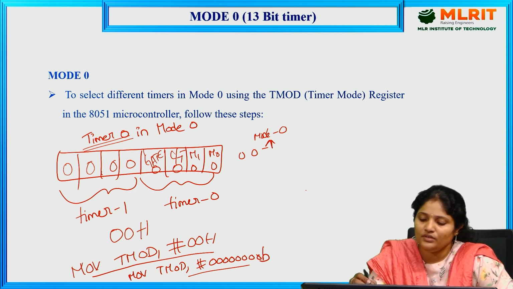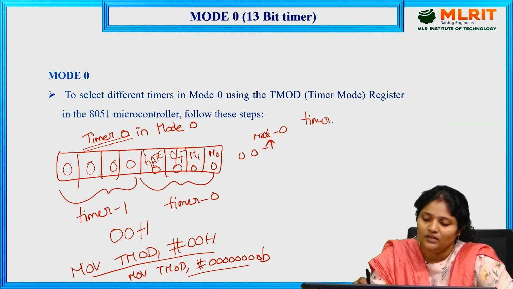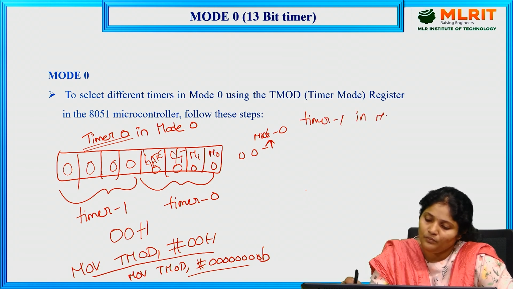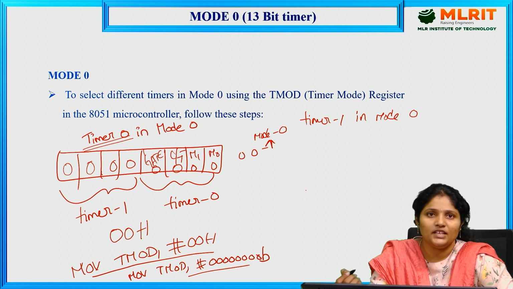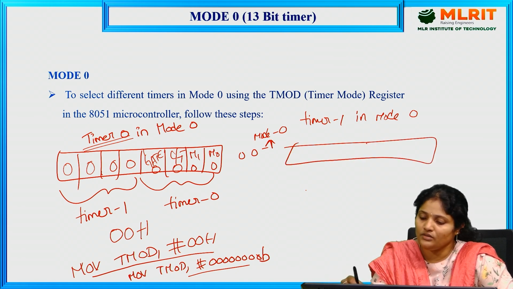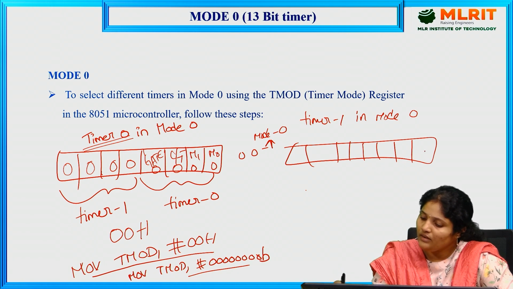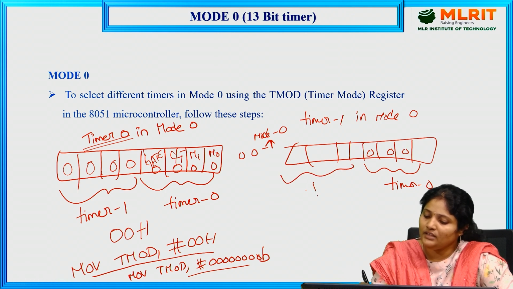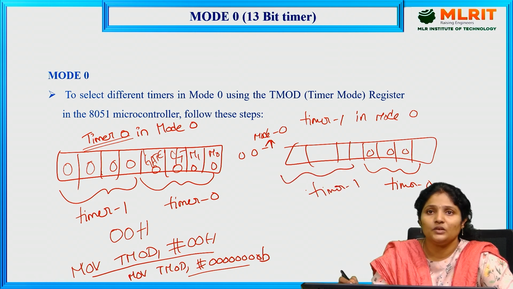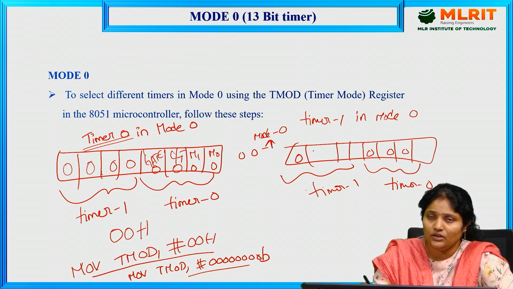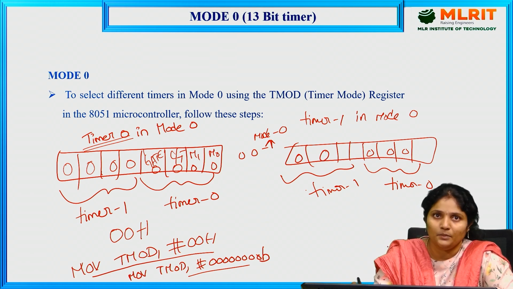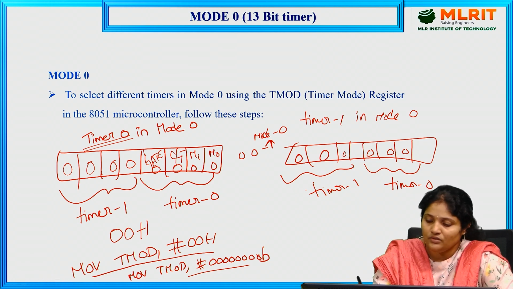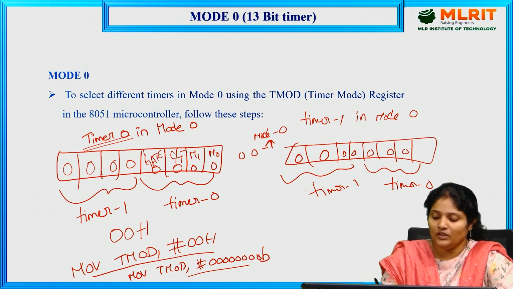If I want to select timer 1 in mode 0, the same approach is used. The lower 4 bits are used for timer 0, so I keep all of them zeros, and the upper 4 bits are used for timer 1. Here I use 0 for GATE, and for C/T bar, to select timer mode out of counter and timer, 0 as well. So what will both of them be used for?